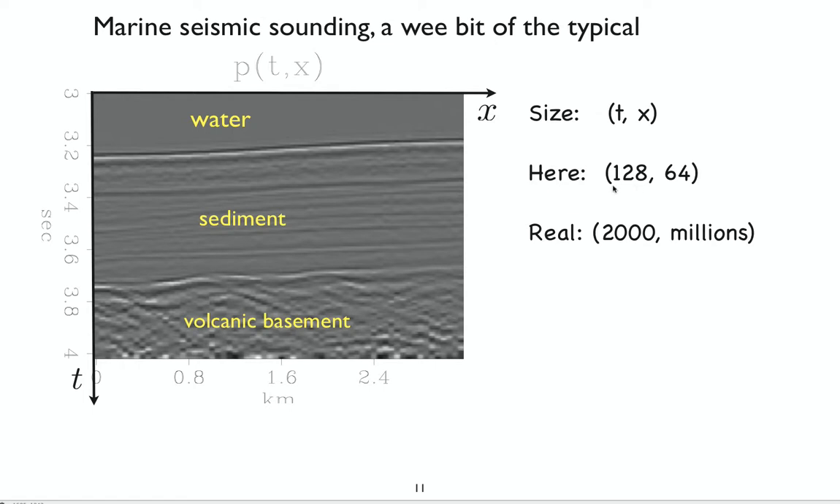I'm showing you a tiny piece of data. My vertical axis here, my time axis, has only 128 points. It looks a little bit pixelated along the water bottom. Originally I had 256 points, but I reduced. I want you to see each pixel if possible. And I chose only 64 points along the space axis.